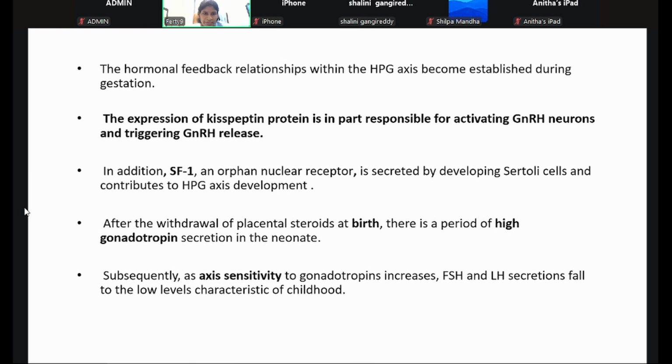This also I have told you. Till the baby is intrauterine, the axis will be active, and there will be formation of some testosterone and of the Sertoli cells. After the withdrawal of placental steroids at birth, there will be high gonadotrophin secretion in the neonate, and then a suppression of this axis. Once the boy has attained puberty, this secretion will start, and it will start producing enlargement of the external genitals and all those organs.